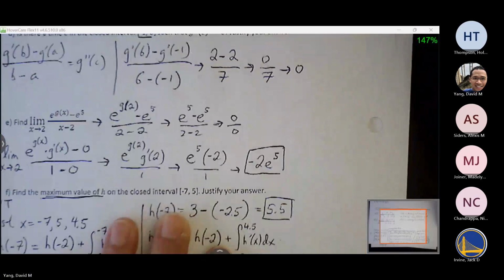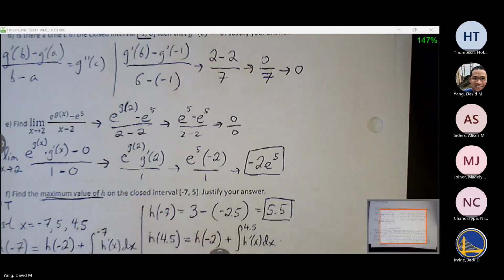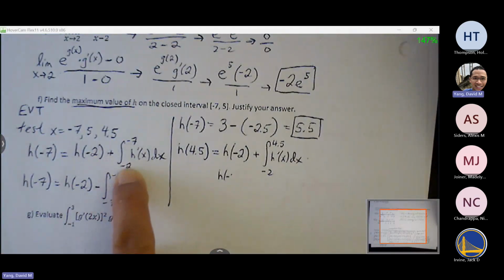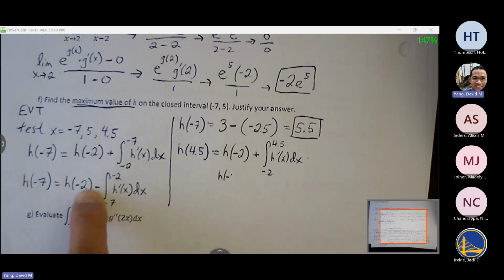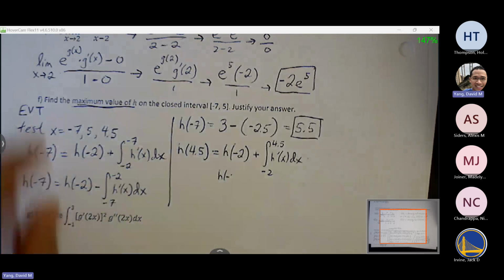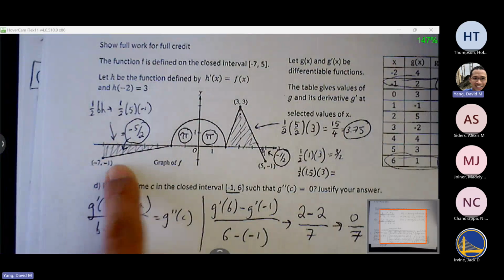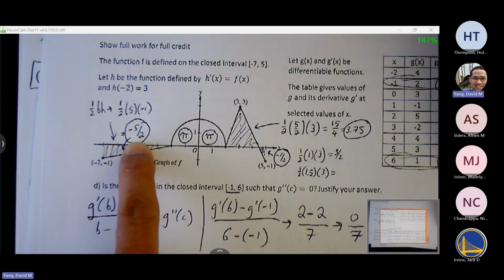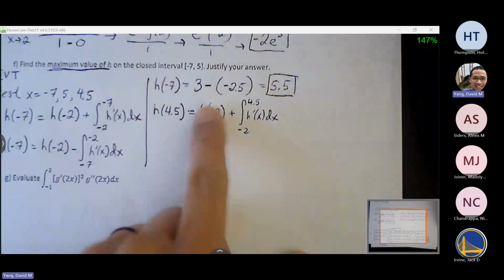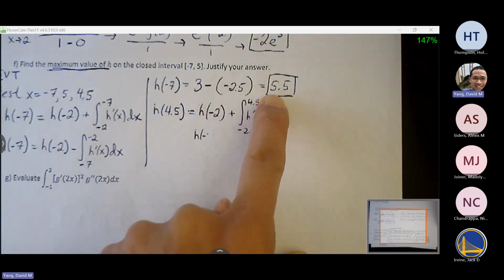So, yeah, I started off from -2 to -7 because that's what the definition gave me, and then I realized that I prefer to read from left to right. So then I changed the bounds, and then I balanced it out with a negative. From -7 to -2, it's just going to be this triangle below, which is -2.5. And then the two negatives cancel out, and I've got 3 plus 2.5.